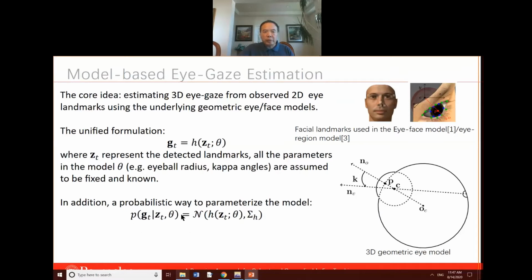However, we are interested in this probability, P(G_t | Z_t, theta). And now we are going to assume that this probability follows a multivariate Gaussian distribution, with a mean which is determined by this function, and a covariance matrix sigma_h. This covariance matrix captures the precision of the specific model-based method, and it is a function of the input Z_t as well as the nature of the model-based method. This sigma_h can be computed offline, or we can use an average sigma_h for different model-based methods. So here we assume sigma_h is given and theta is given. So this probability is fully specified.